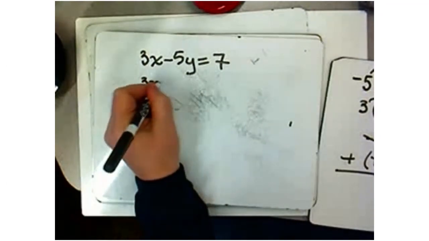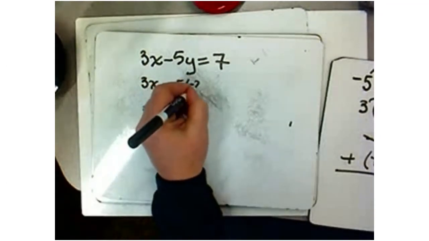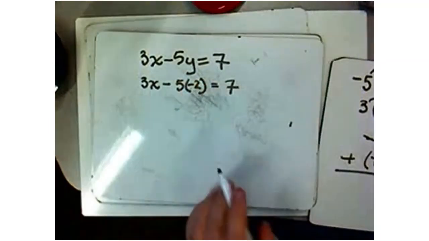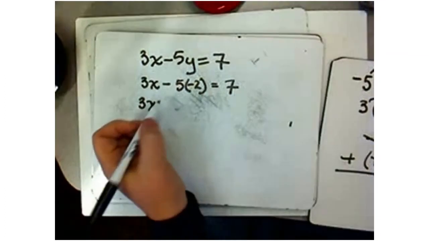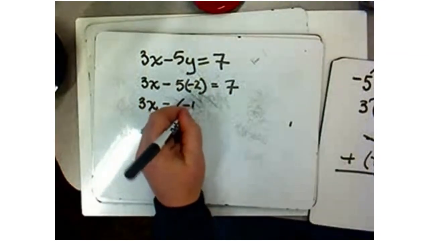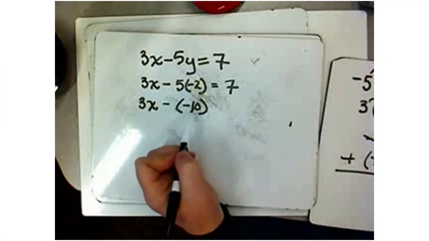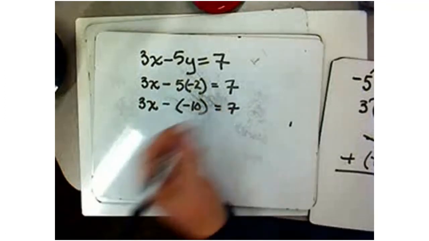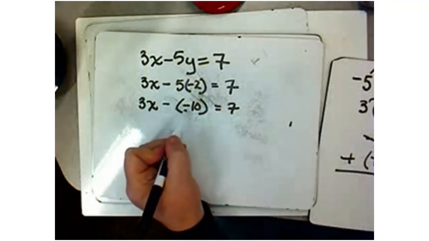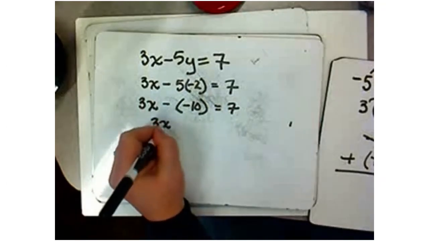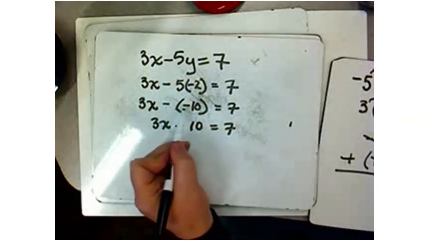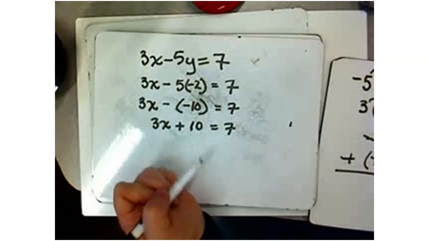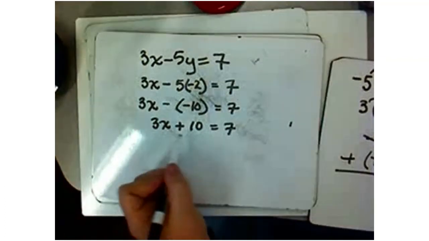So I got 3x minus 5 times negative 2 equals 7. We've got to be very careful with our negatives here. We're going to get 3x minus a negative 10, right? 5 times negative 2 is negative 10, equals 7. Now when we have a minus negative, that means no negative, so that's actually 3x plus 10 equals 7. I hope minus minus means positive. So we now have 3x plus 10 equals 7.